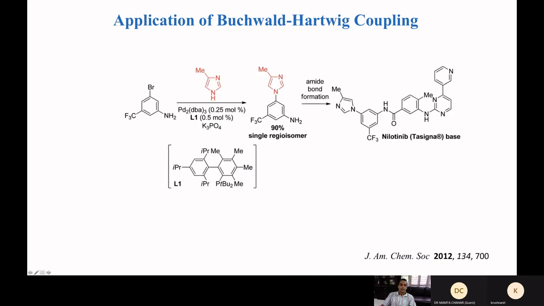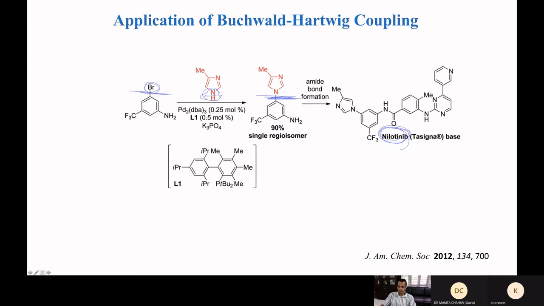Now this is nilotinib. I was mentioning yesterday also, this is really a life-saving molecule. It's a pharmaceutical. This can be synthesized by this method, where once again you have taken a benzene ring with a halide there and a nitrogen nucleophile. This nucleophile can be added on this electrophile, here aryl bromide, and this new bond can be generated, and subsequently the overall transformation will give you nilotinib.